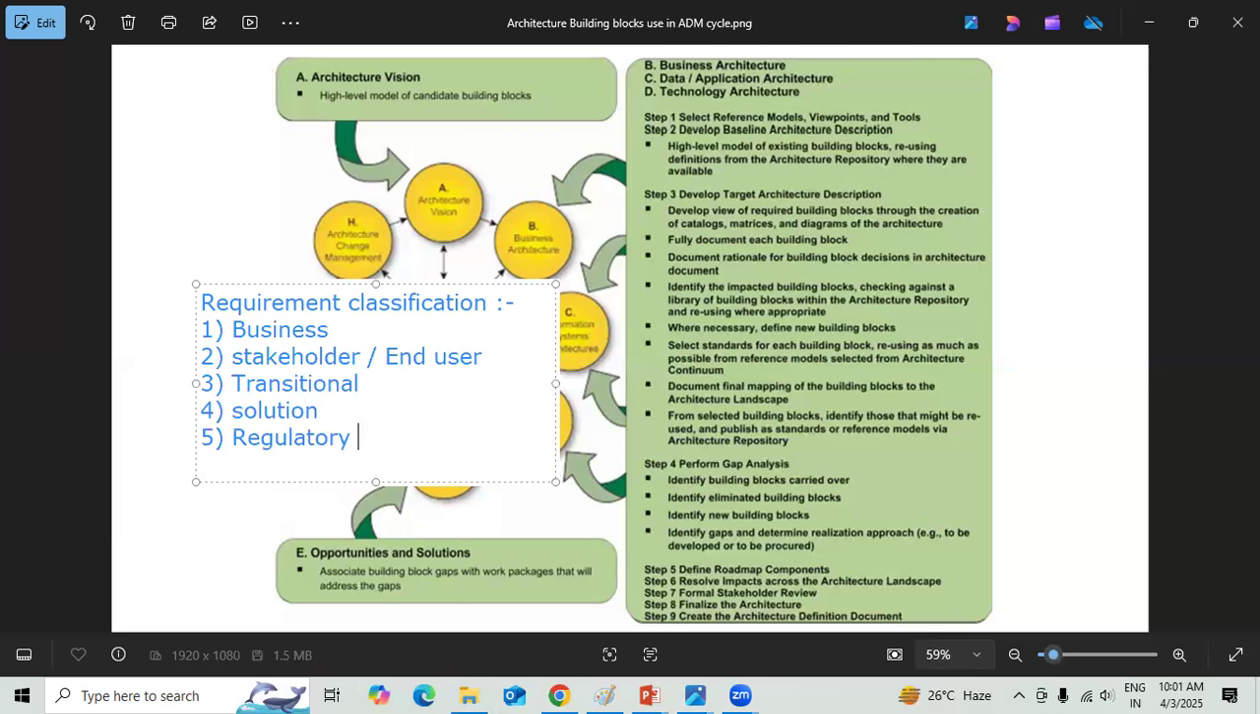By implementing these ADM principles, all these are the requirements that are to be classified. One is business requirements, first one. Second, stakeholder or end user requirements. Third are the transitional, solution, and regulatory requirements.